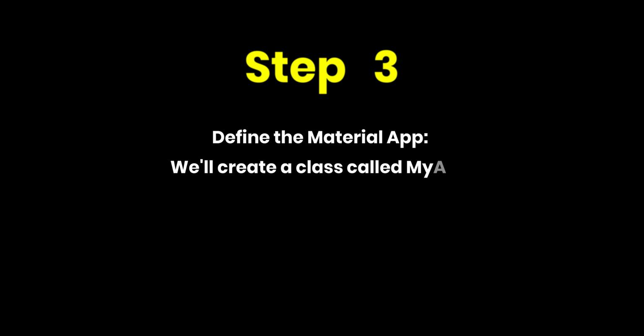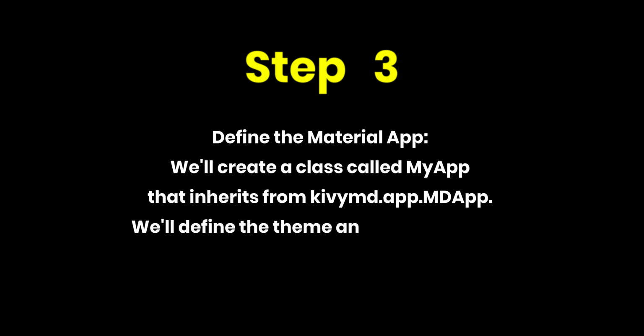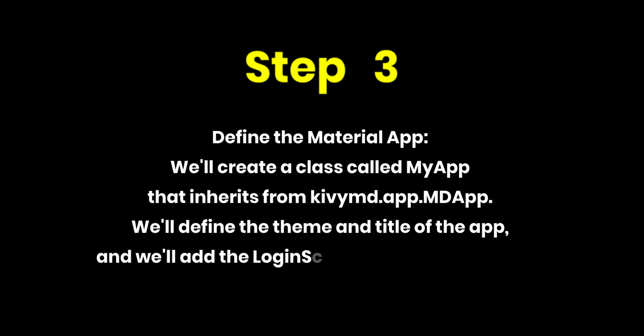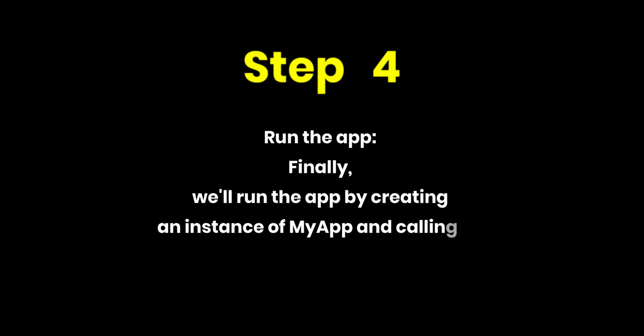Our third step is to define the MaterialApp. We will create a class called MyApp that inherits from kivymd.app.MDApp. We will define the theme and title of the app, and we will add the login screen as the initial screen. And our fourth step is to run the app. Finally, we will run the app by creating an instance of MyApp and calling its run method.